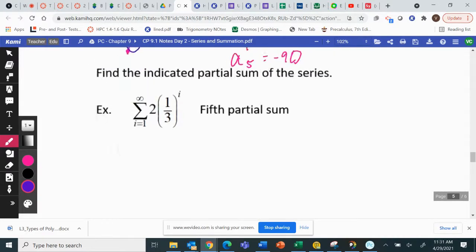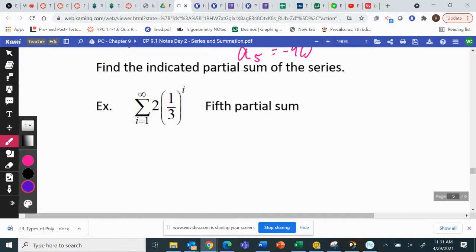Yeah. This one has vocab that might sound scary. It says, find the fifth partial sum, and I goes from 1 to infinity, and the formula, by the way, doesn't have extra parentheses around it, but I keep putting these here, and you'll find out why in the next section. So 1 to infinity, 2 times 1/3 to the I. We are going to find the fifth partial sum. That means you only have to do the first 5, 1 to 5. So this is just for vocab, fifth partial sum, because you're like, why didn't they just say that? Well, because it's learning the vocabulary.